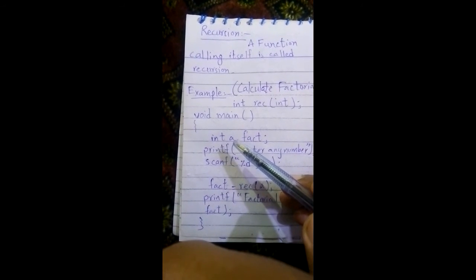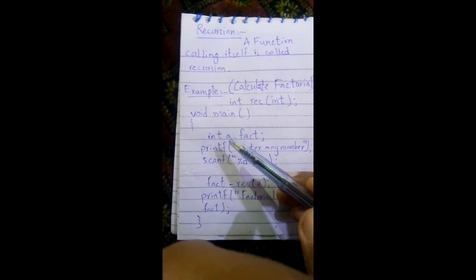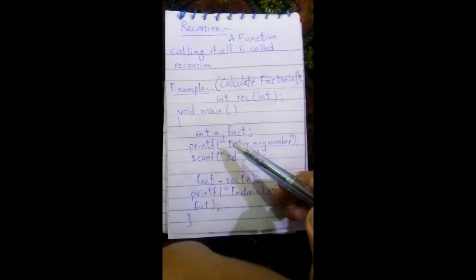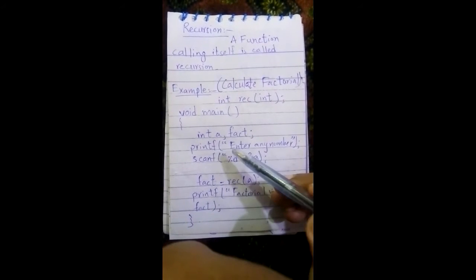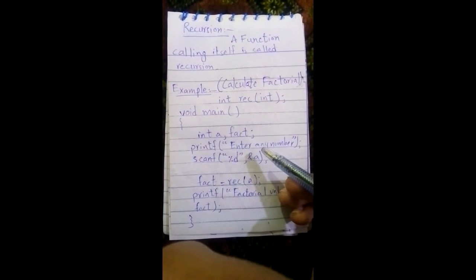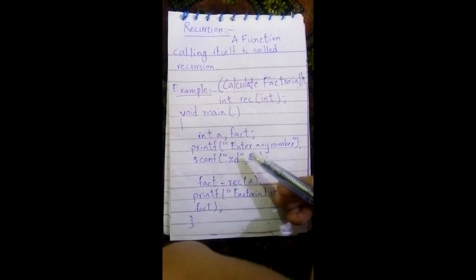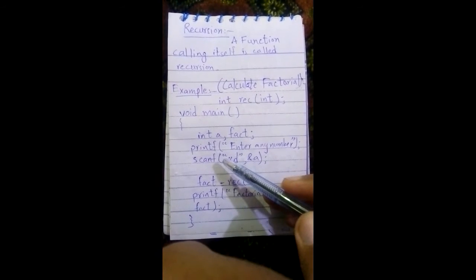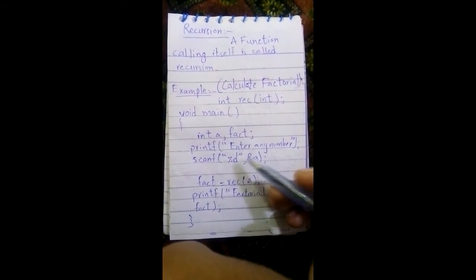a is a variable which takes a number. As you can see in C, this is printf. Enter any number. This is shown on the screen. The user enters a number and it gets saved in a using scanf.